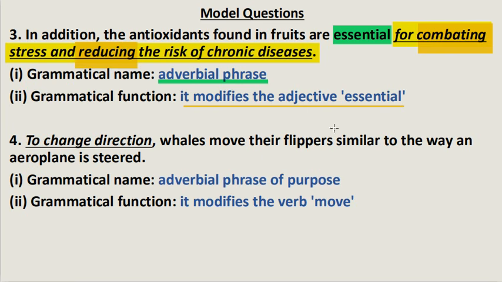Number 4. To change direction, whales move their flippers similar to the way an aeroplane is steered. "To change direction" is underlined. What is the grammatical name? It is an adverbial phrase of purpose. And what is the function? It modifies the verb move. Why will the whales move their flippers? To change direction. Let's see the last 2 questions and call it a day.